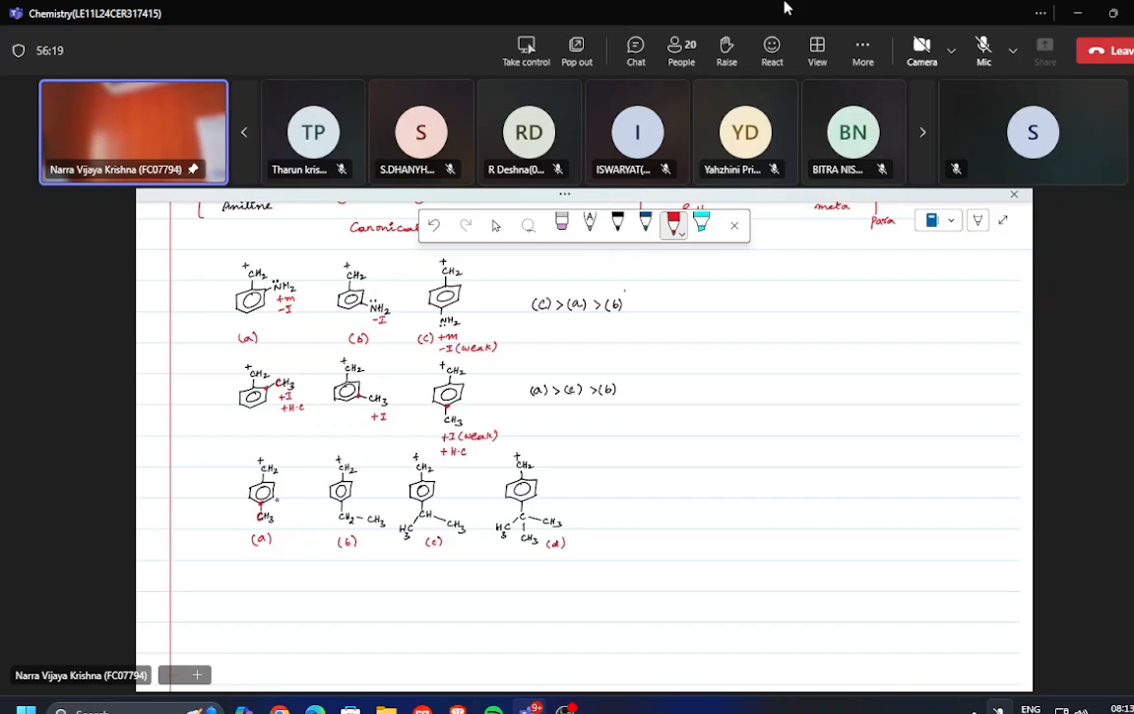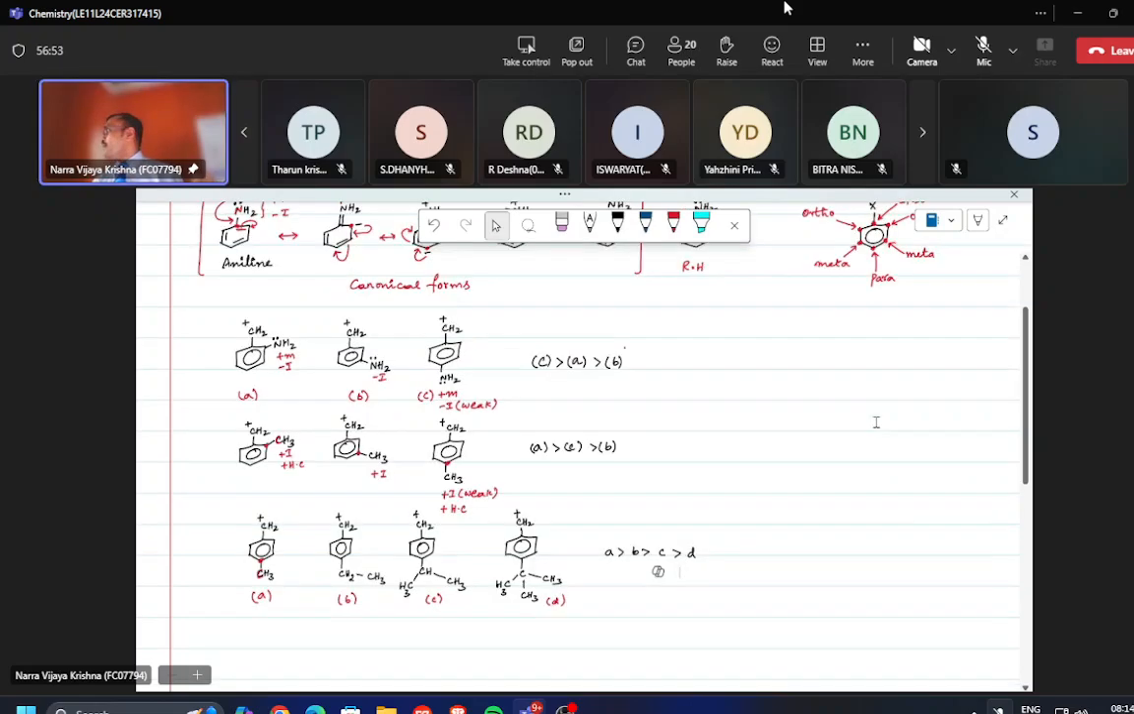But which is a good plus I group, which will donate electron cloud through the inductive effect? D. But what I told you: among inductive effect and hyperconjugation or plus M effect, which will dominate? Hyperconjugation or plus M effects always dominate. So which is more stable? A is greater than B, greater than C, greater than D. Any questions further? Clear?